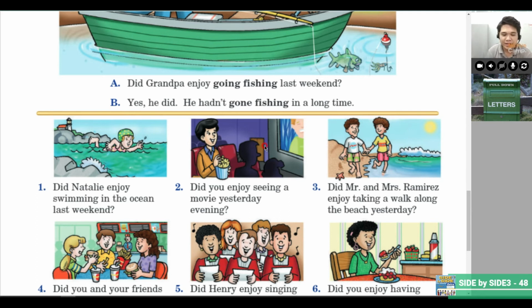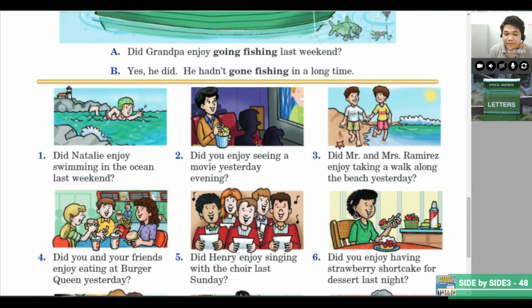I'll still be A, you're B. Got it? Okay, I'll start. Did Grandpa enjoy going fishing last weekend? Yes, he did. He hadn't gone fishing in a long time. Okay, so we're still going to use the past participle for the verb, but we're going to add hadn't before it. Got it? Yes. Okay, let's have number one. Did Natalie enjoy swimming in the ocean last weekend? Yes, she did. She hadn't gone swimming in a long time.